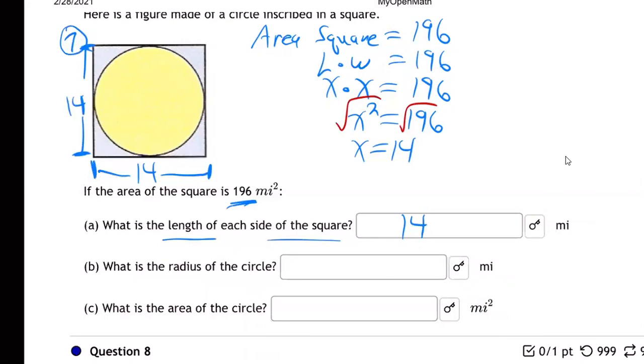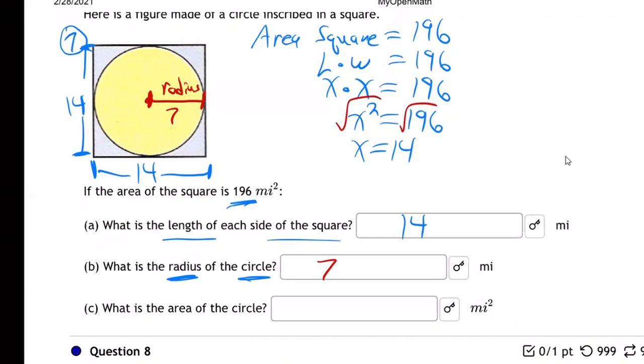Okay, so the next part, they want us to find the radius of the circle. So the radius is from the middle to the edge, isn't it? So that's just going to be 7. It's just going to be half of it, isn't it? The radius must be 7. It's just halfway across the circle, which is halfway across the square.